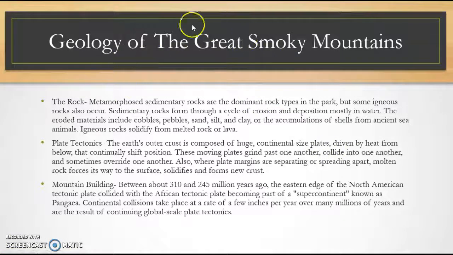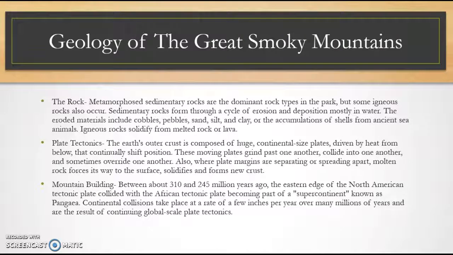The geology of Great Smoky Mountains. The rocks in the Great Smoky Mountains are metamorphic and sedimentary rocks that are the dominant rock types in that park, but some igneous rocks also occur.